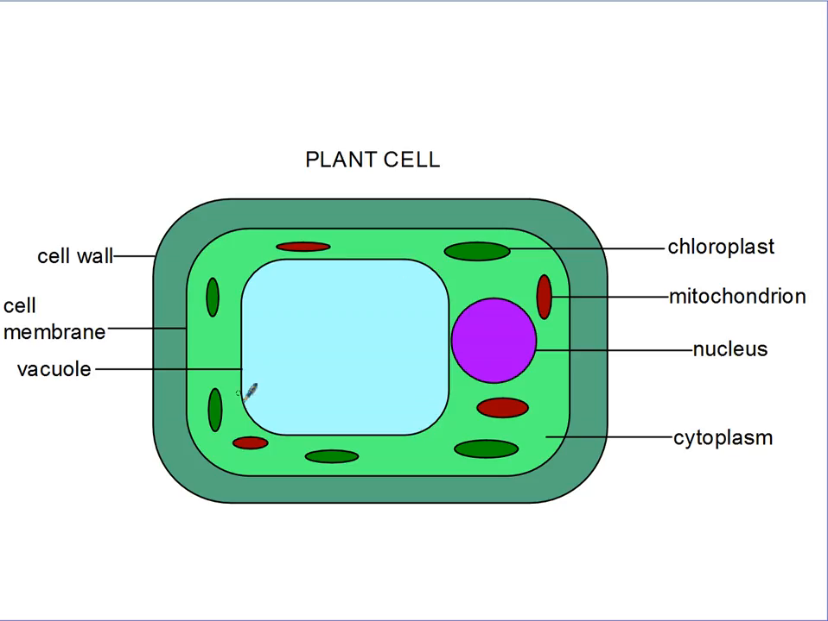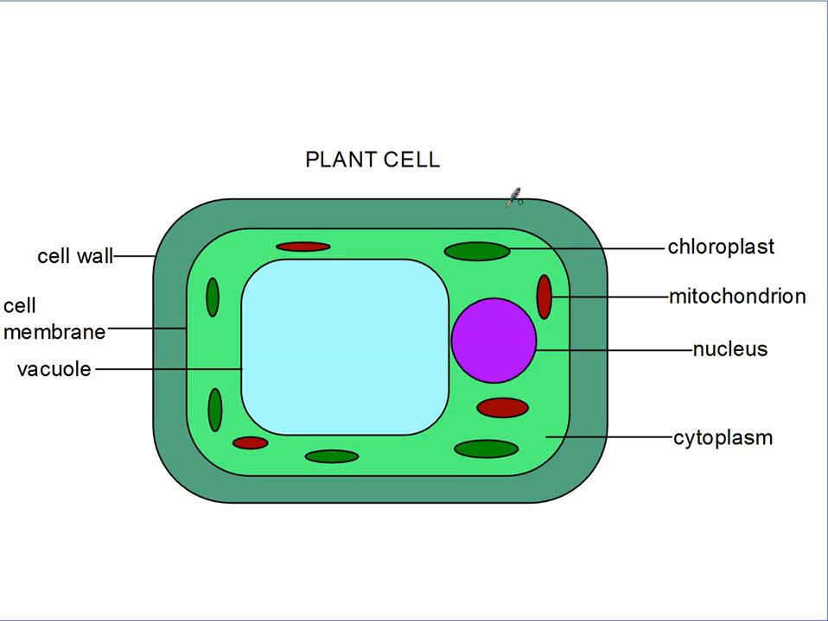This is used for storage and support purposes. So once this thing is fully filled, it gives the cell strength. It makes the cell very turgid. It gives it strength. Now, the plant cell also has mitochondria. This mitochondria, last time we learned, is the site for the production of energy. We also have the chloroplast, which contains green pigment called the chlorophyll for photosynthesis. And lastly, we have the brain of the cell called the nucleus.